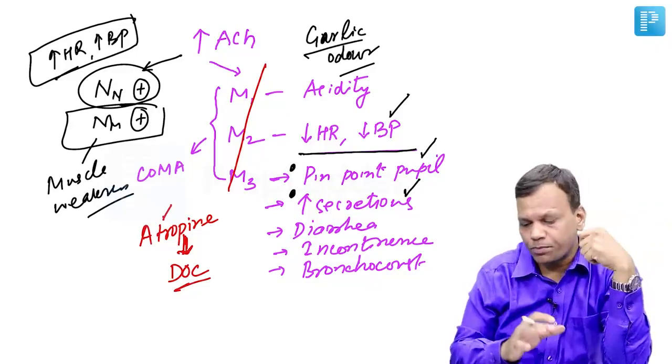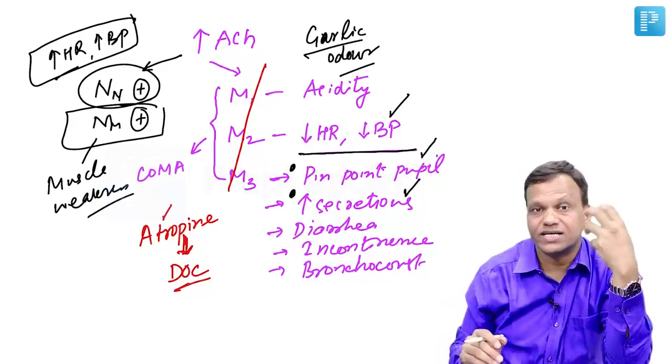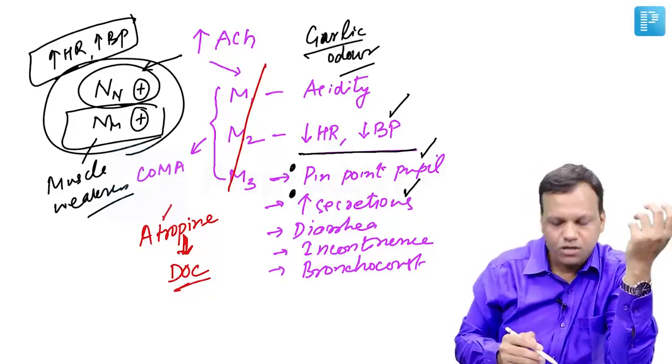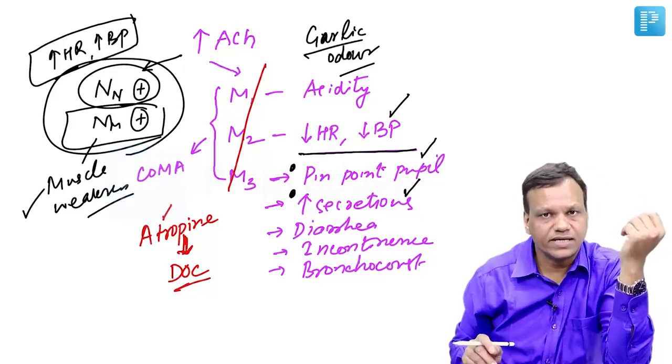Now the question is asked: atropine can reverse all the symptoms of OP poisoning except these symptoms. So most commonly the answer to this is muscle weakness. Okay.